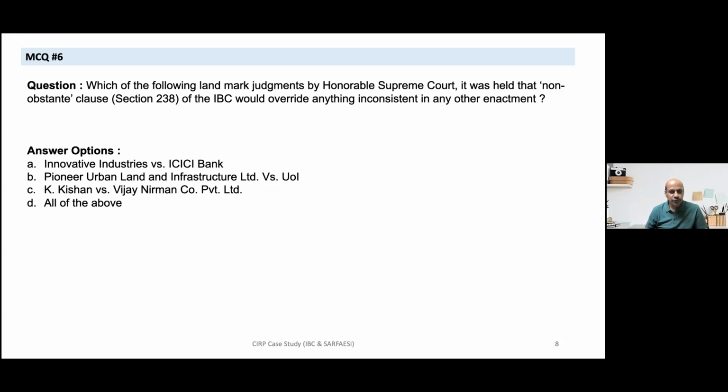Okay. So most of them are saying A. Now what I'll do is, just for the benefit of everyone, I'll summarize each and every case and how section 238 is related. So if you look at Innovative Industries, the Maharashtra Relief Undertaking Special Provision Act 1958 cannot stand in the way of CIRP under the code. So answer A is right.